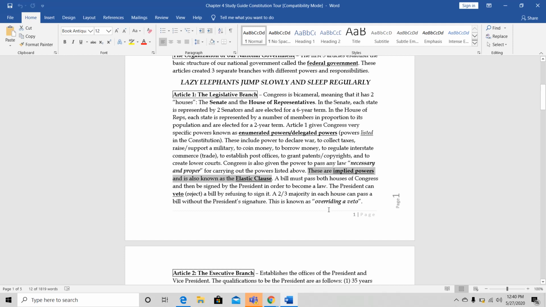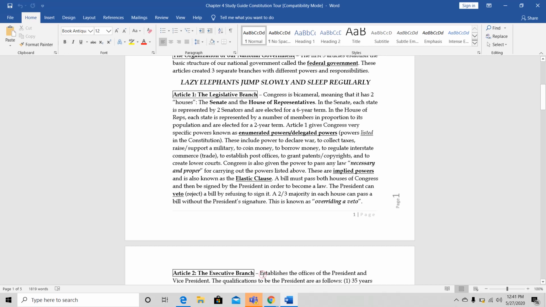If you're at the top of the ladder, and let's say at the very top of the ladder, I need to get to the top, but I can't quite get there. I might have to create a couple of steps that will help me get to my destination. That's basically exactly what this elastic clause is. It's basically like we're stretching things just a little bit so that we can actually do the enumerated powers. That's really good.